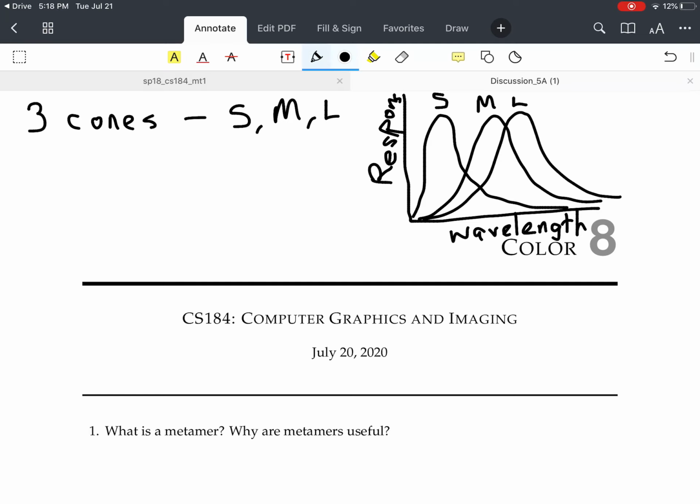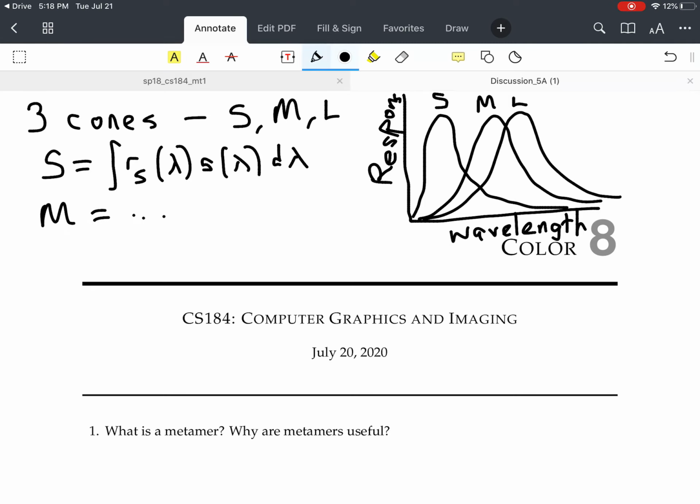Together, you end up getting the responses of all three of these, and you can calculate that using something like this. The response from S is going to be this integral over R_S of lambda, the response function of S, times S of lambda, which is how much of that wavelength is actually there, d lambda. And then the same thing for M, and the same thing for L, R_L, R_M, and so on. When you integrate over the entire spectrum of wavelengths, you get the total response from the S, M, and L cones.